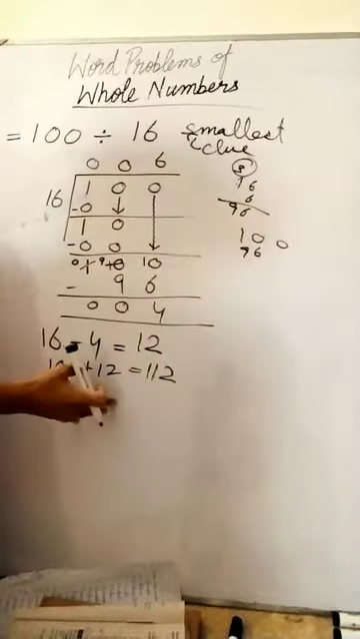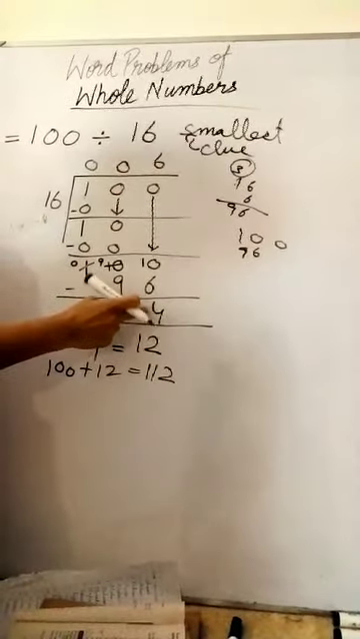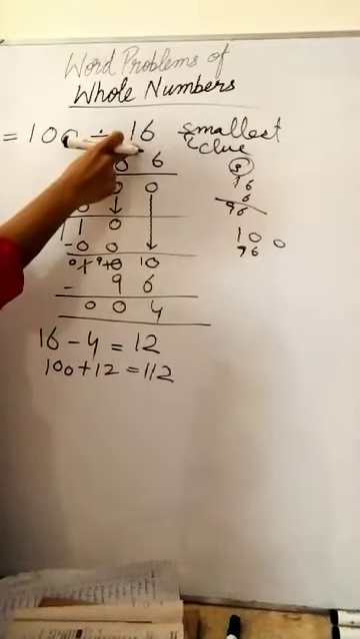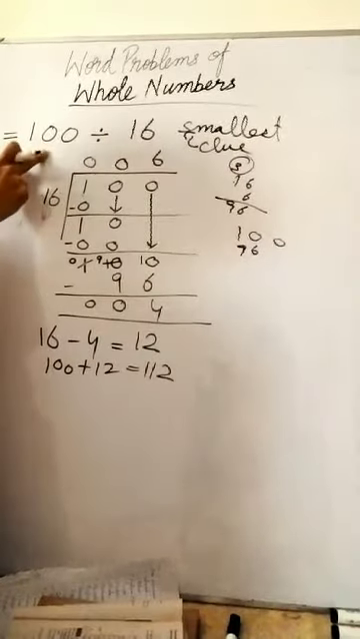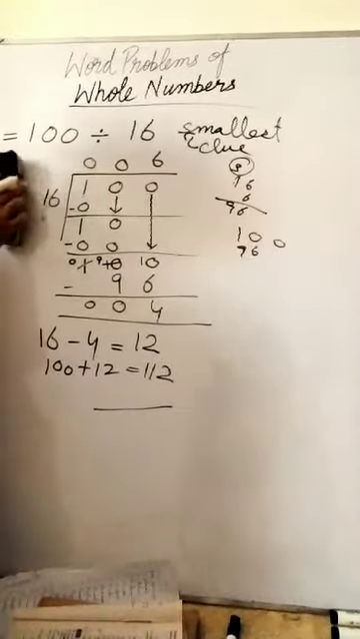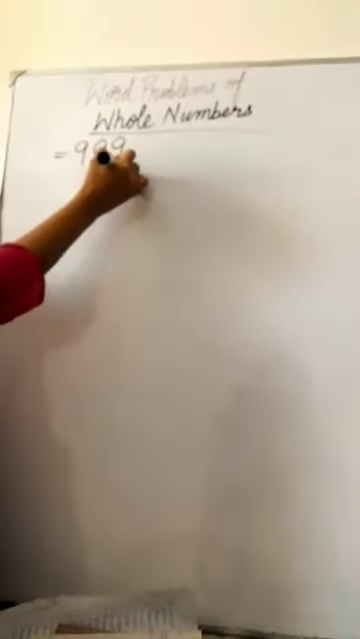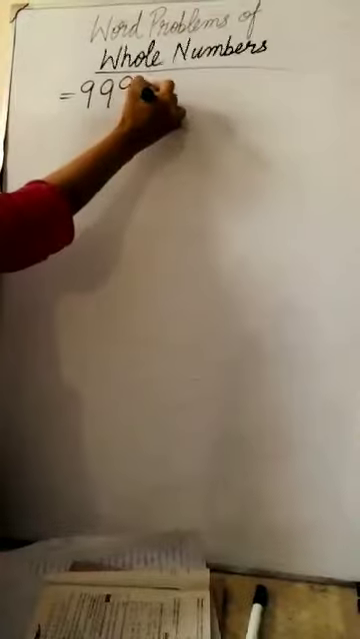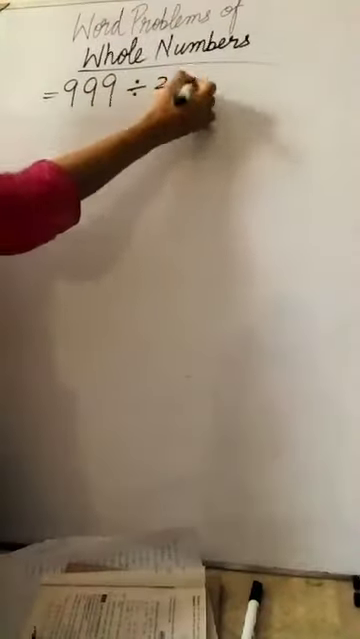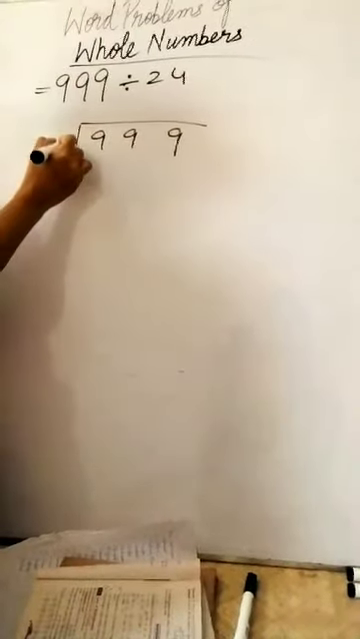I am telling you again: when the clue is smallest, you need to subtract your remainder from your divisor, and then add it to the dividend. Draw the ending line. Now I am solving the last question, question number 5: find the largest 3-digit number which is exactly divisible by 24. The largest 3-digit number is 999. Divisible by means divided by 24. Now draw the heart, dividend inside the heart and divisor outside the heart.